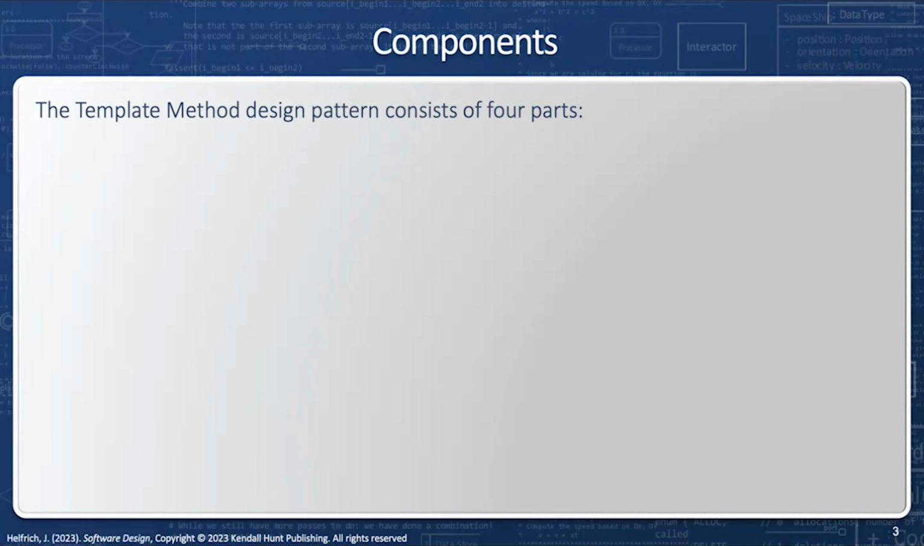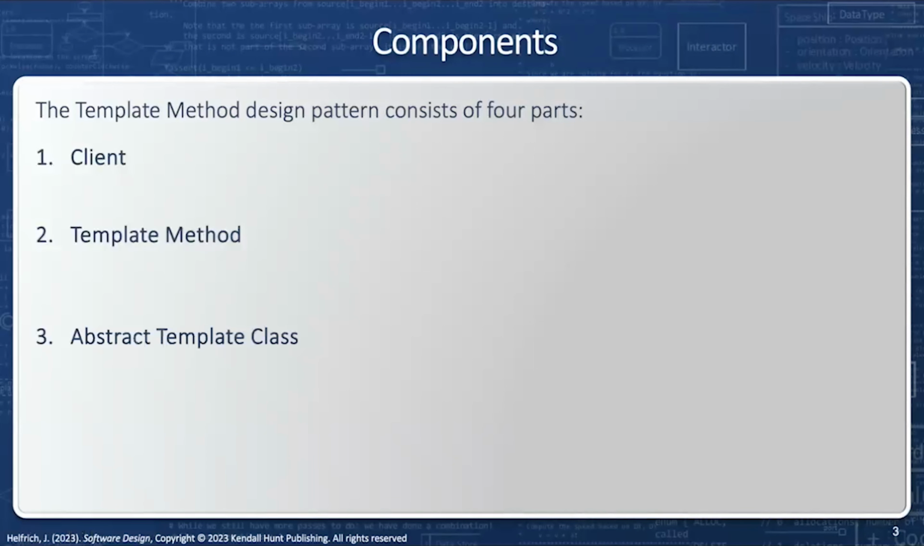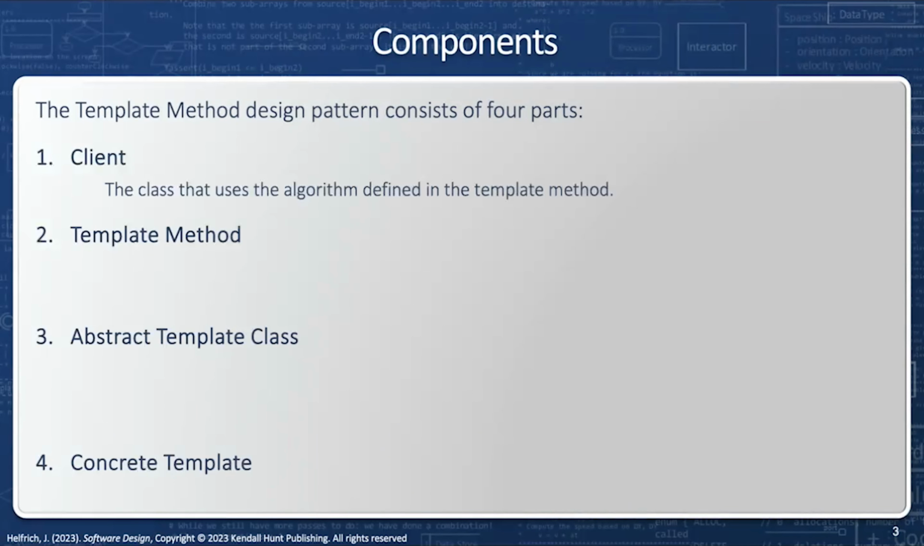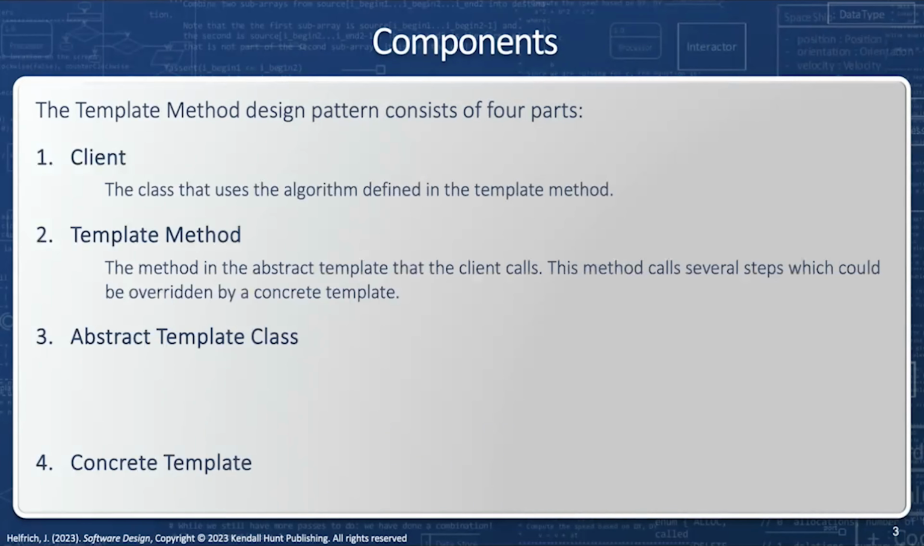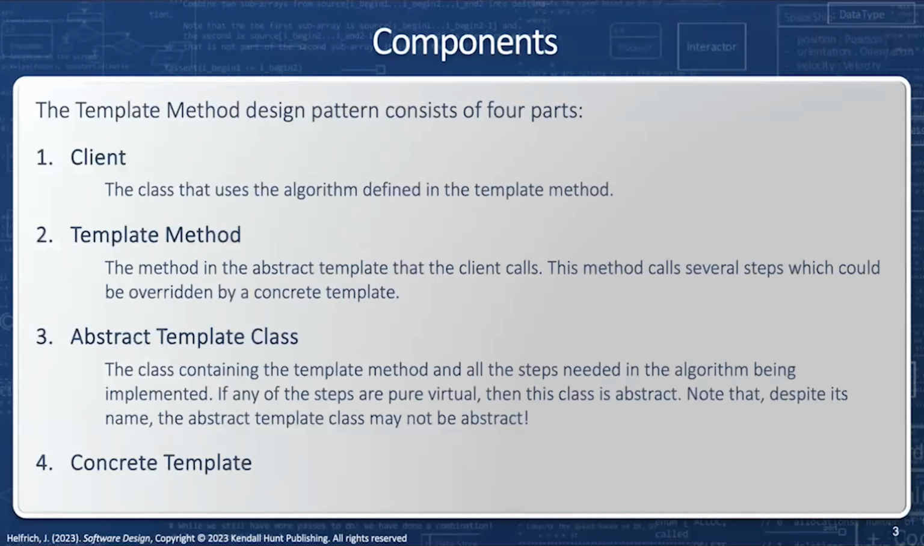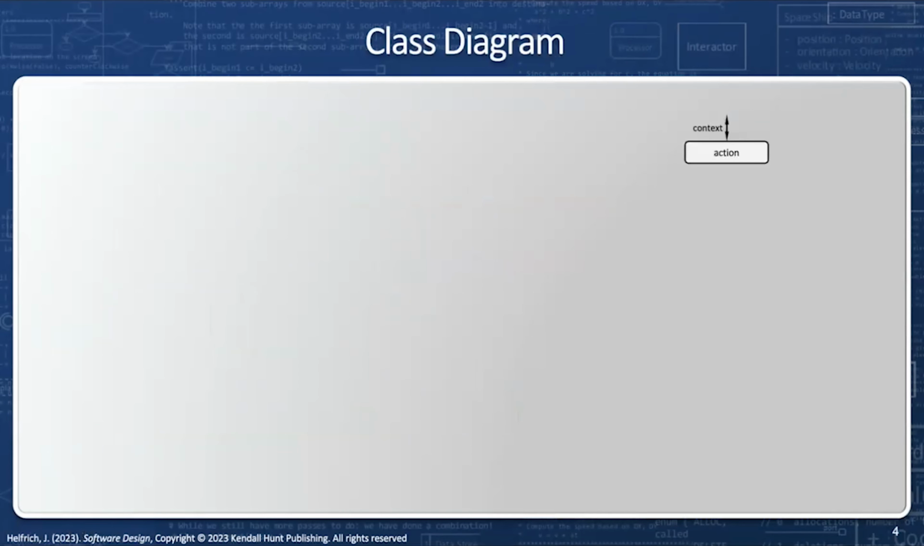The template method consists of four parts. The first is the client, the second is the template method itself, the third is the abstract template class, and the last is the concrete template. Now, the client is the class that uses the algorithm defined in a template method. The template method is the actual function we're going to abstract, and it's going to call several different steps or phases which will carry out the algorithm. The third is the abstract template class, which is going to contain the template method. And the last is the concrete template, which will define one or more of the steps defined by the abstract template class. So let's take a look at the class diagram.